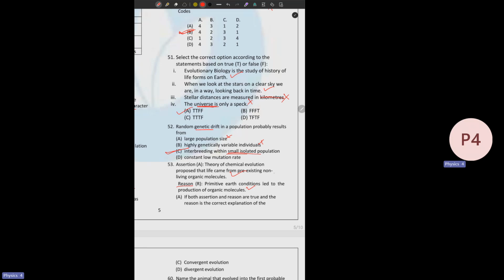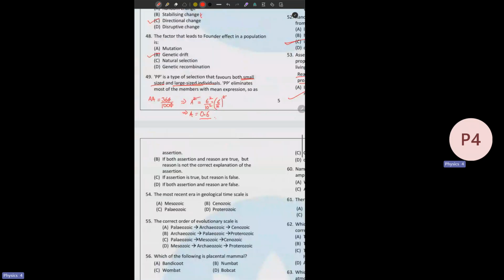Okay, the reason: see, it works like why the life came from pre-existing non-living organic molecules, because the earth provided those conditions. Primitive earth conditions led to the production of organic molecules. So yes, it is answering the why of the assertion. So it is the correct explanation also.